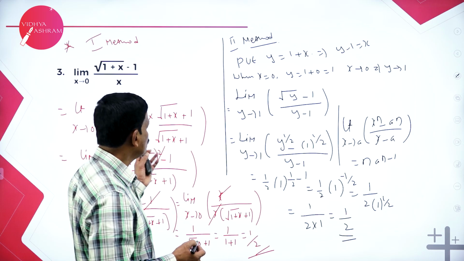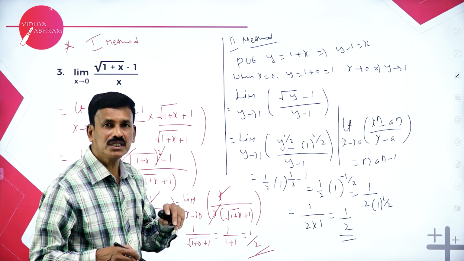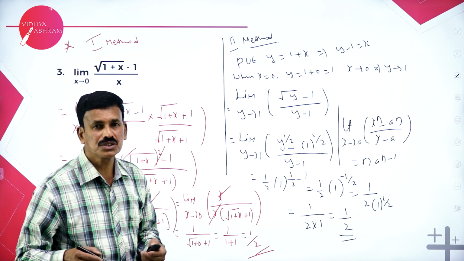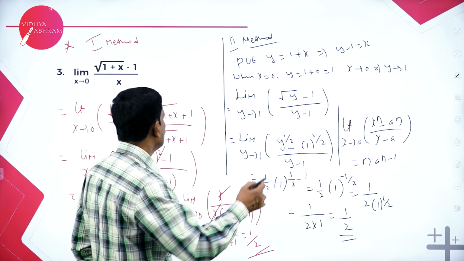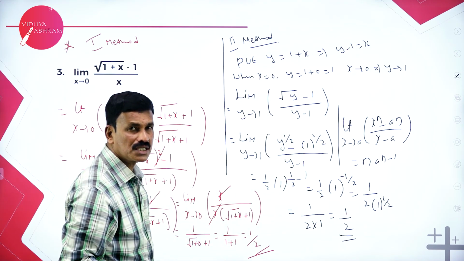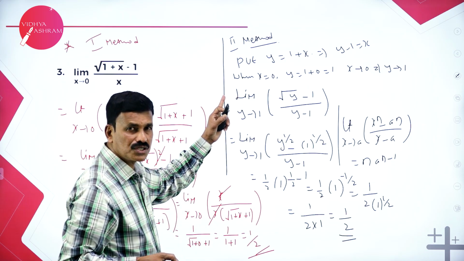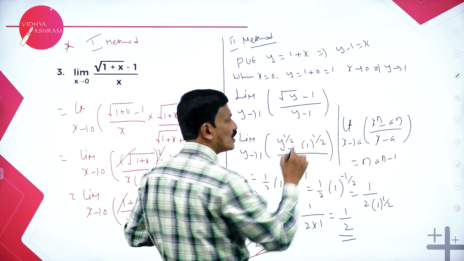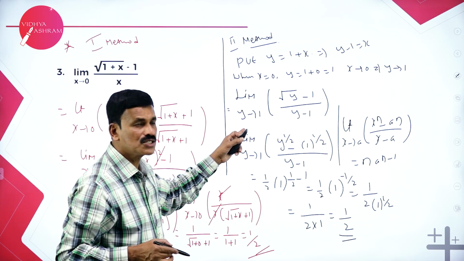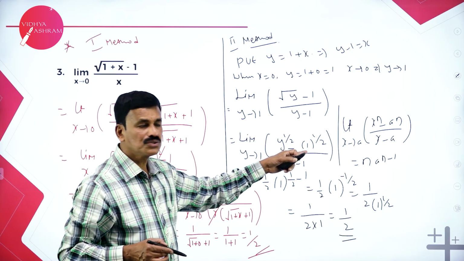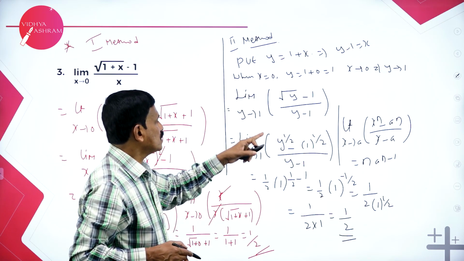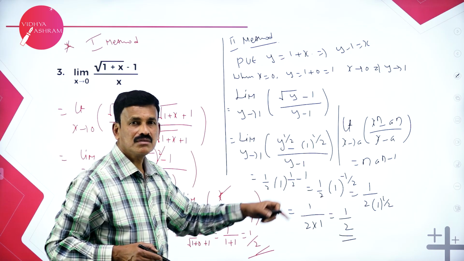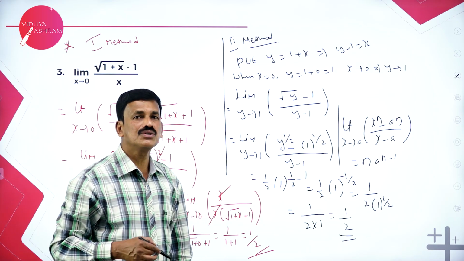Any method you can do, by direct rationalizing the numerator or denominator, or by the method of substitution. But keep in mind, whenever substitutions are taken, the value of the limit also changes. In this case, what is the substitution we have taken? y is equal to 1 plus x. When x tends to 0, y also tends to 1. So limit x tends to 0 becomes y tends to 1. Root of y is y to the power of 1 by 2, minus 1 is 1 by 2, 1 to the power of 1 by 2. And if you transfer, x can be written as y minus 1, apply the limit, you will get the answer as 1 by 2. This is how we are going to solve this problem. Okay. Now, move on to the next problem.